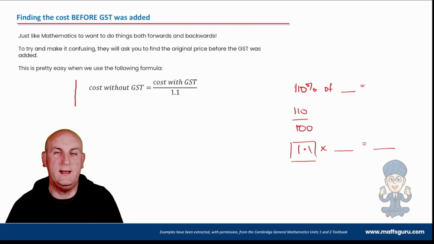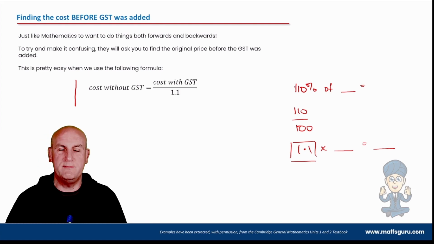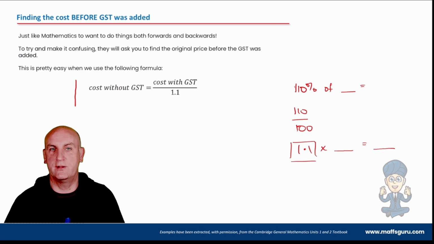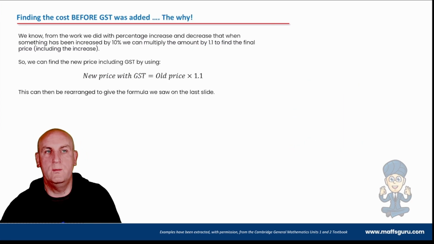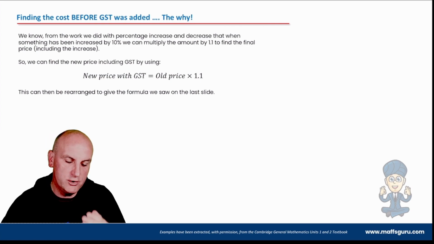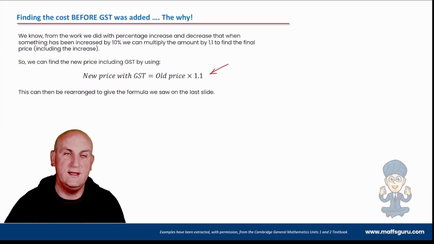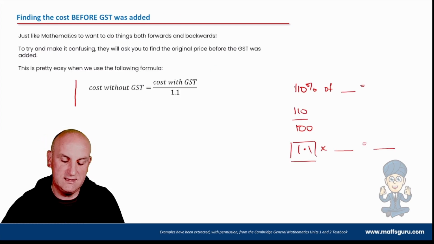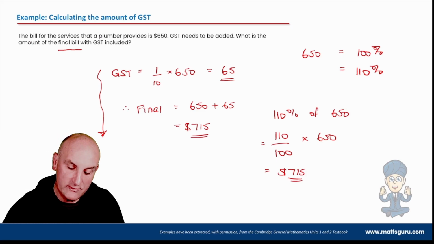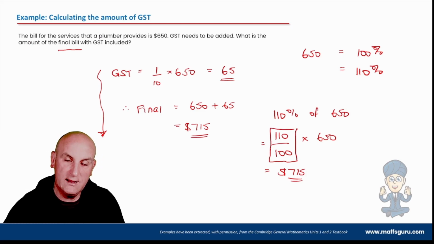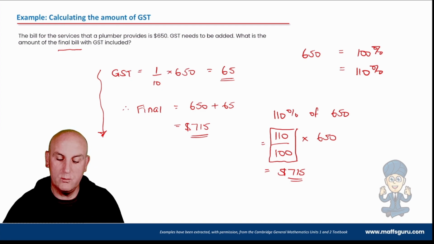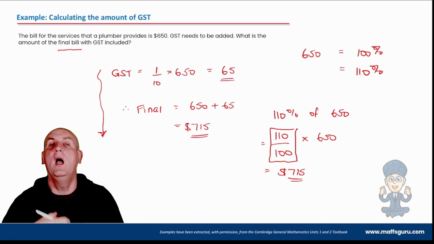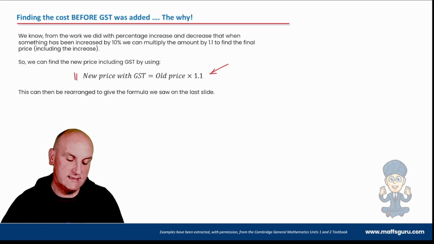Now, if you're not sure what that was all about, don't worry about it. If you do, awesome. The main point here is the cost without GST is equal to the cost with GST divided by 1.1. All right, and again, the new price with GST is equal to the old price times 1.1. So this here is just another way of thinking about it. The new price with GST is take your old price and multiply it by 1.1, which is effectively what I was doing here. Yes? So that actually there, if I was to write it out, would give me 1.1 times 650. Well, where did I get the 650 from? It was my original price. Yes, indeed.